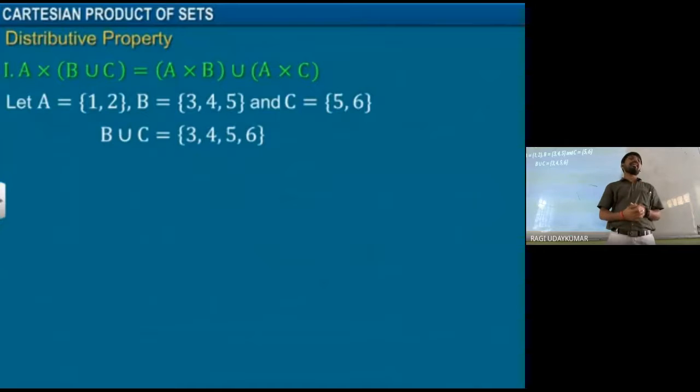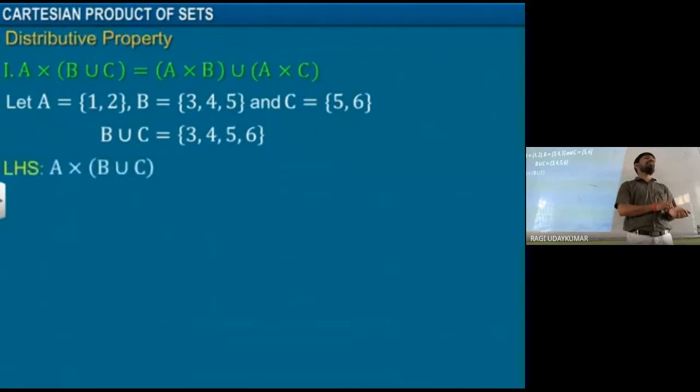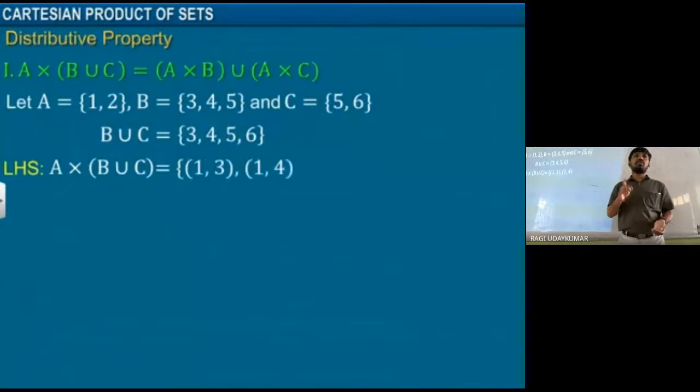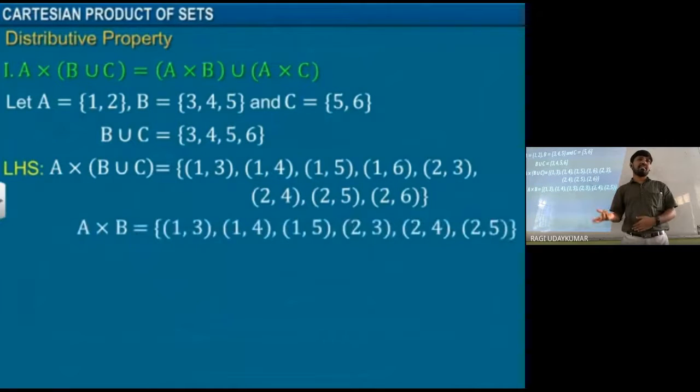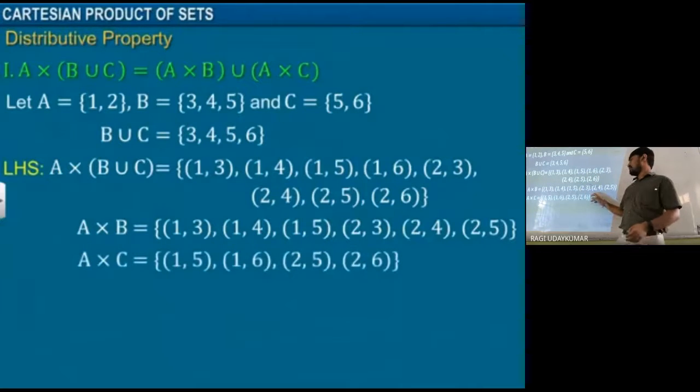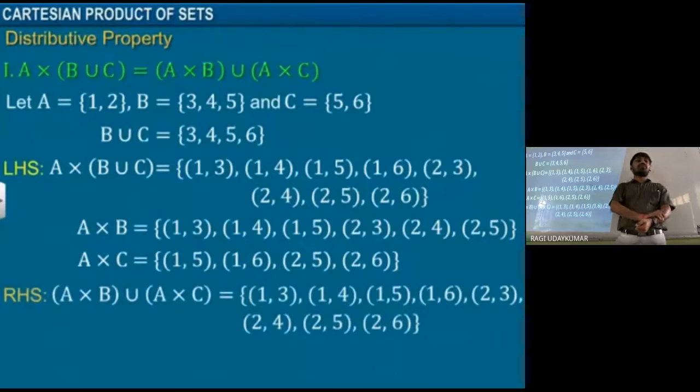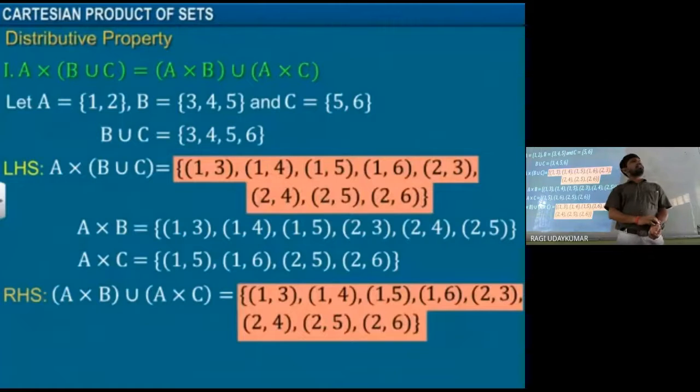So the distributive property is satisfied. You can check whether the distributive property is satisfied by seeing this example. B union C means 3, 4, 5, 6. A cross (B union C): A has the 2 elements 1 and 2, so (1,3), (1,4), (1,5), (1,6), (2,3), (2,4), (2,5), (2,6). Similarly find A cross B and A cross C, take the union of both, and you are going to get the same set. RHS and LHS are both the same.